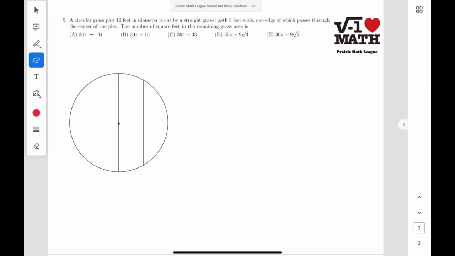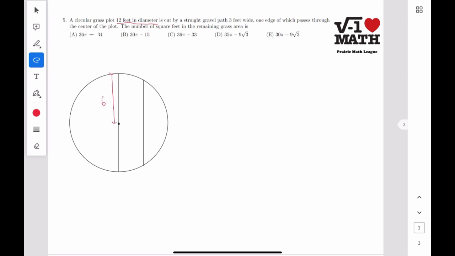Hello everyone, today I'll show the solutions to problems 5 and 6 of the high school round of round 184 of Prairie Math League. So for problem number 5, we have a circular plot which is 12 feet in diameter, or with 6 feet radius.